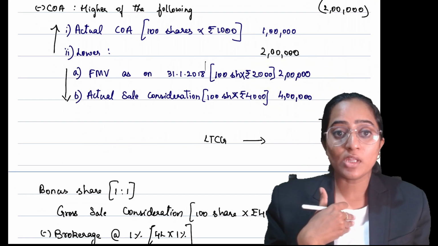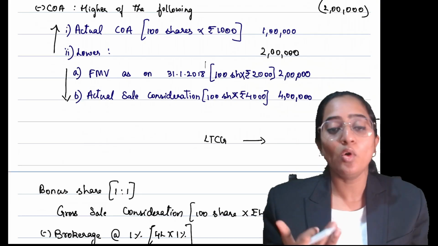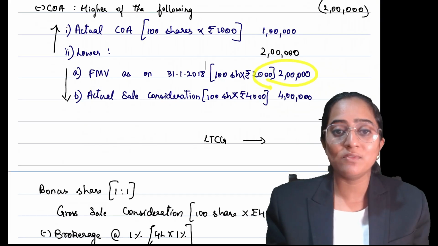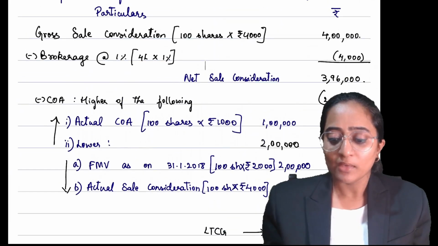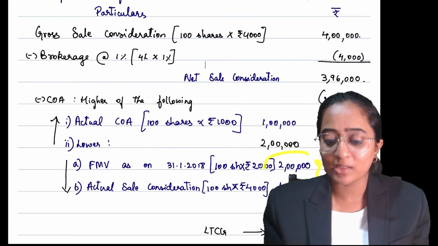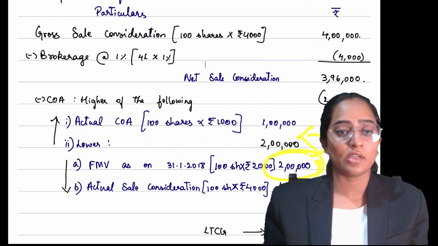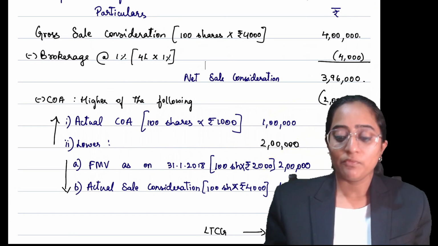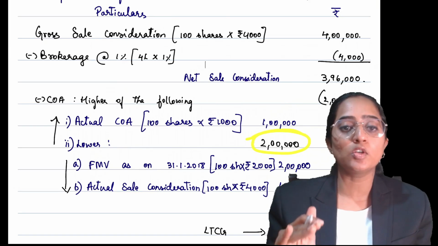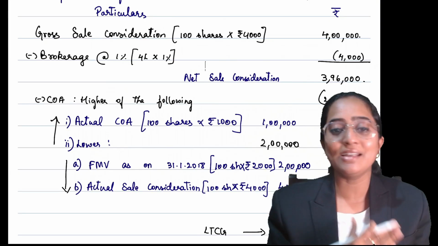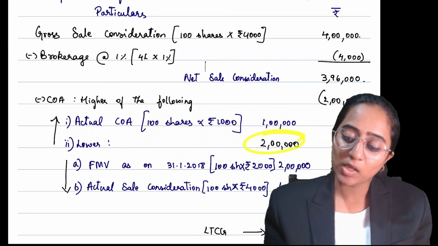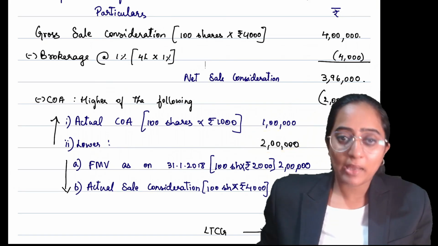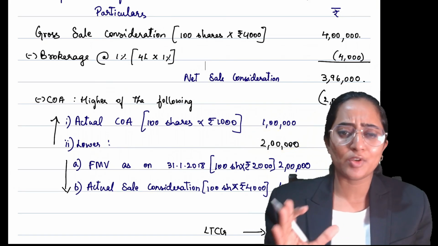That is, as on 31/1/2018, if I would have sold my shares, I would have got 2 lakh, till which I wouldn't have paid any tax. If that is the case, whichever is lower of the following, that is the 2 lakh that you are going to consider over here, your actual cost of acquisition is going to be 1 lakh. Whichever is higher of the following, up till 2 lakh rupees, I wouldn't have given any tax for you. Take the 2 lakh, higher of the following only you consider. You have paid 1 lakh rupees out of your pocket, totally fine here.